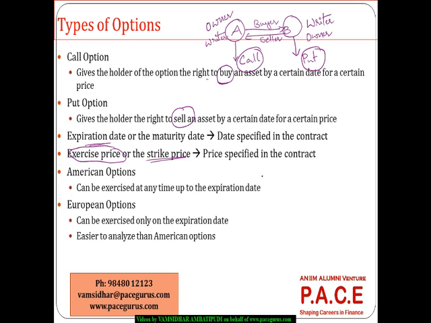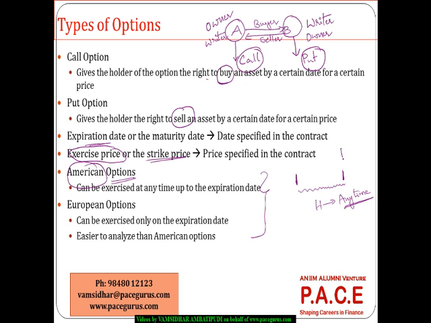Now this is where two major kinds of options are available. American option: if I say this is today, and this is the expiration date, the option holder will have the right to exercise any time between these two dates. He can think whether he wants to go ahead or exit. Any time between these two dates, those kinds of options are called American options.